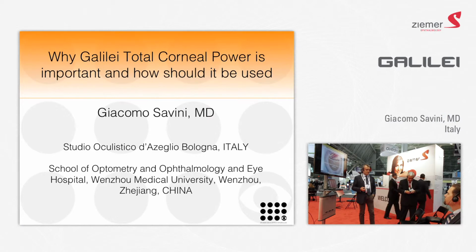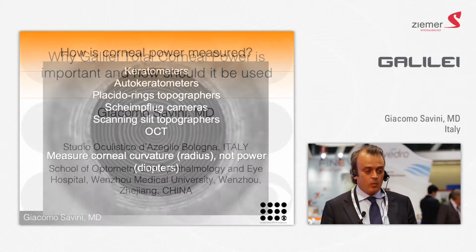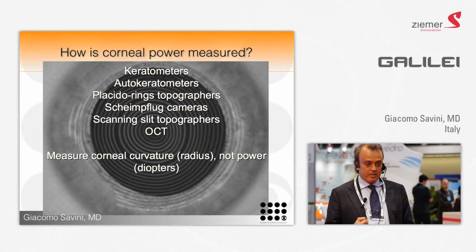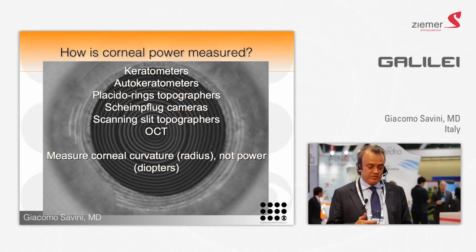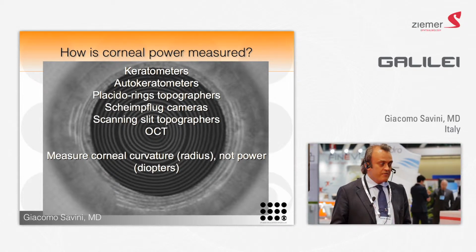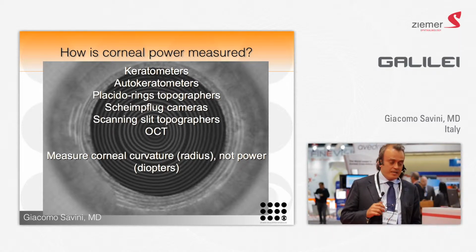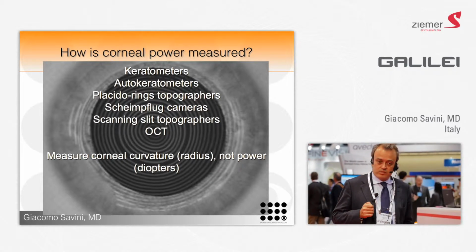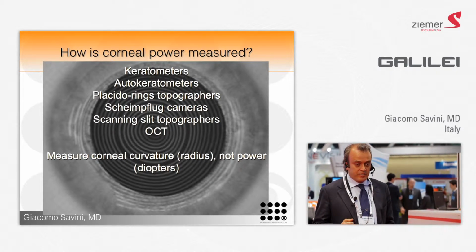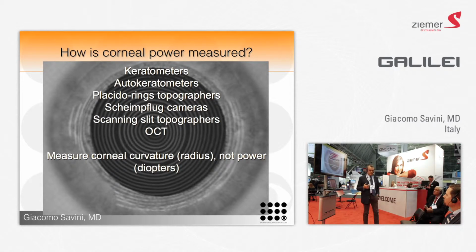I would like to start from the beginning, because if we want to use the total corneal power correctly, we have to understand why IOL power calculation is wrong after LASIK or PRK or RK if we use standard calculations. So why does this happen? First of all, because all the instruments that we use to measure corneal power actually do not measure corneal power, but measure corneal curvature. So they measure a radius in millimeters and not a power in diopters.